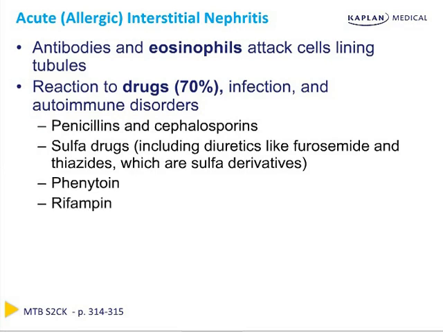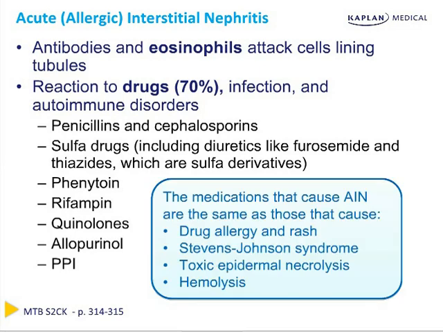phenytoin, rifampin, quinolones, allopurinol, and proton pump inhibitors. Remember that the medications that cause acute interstitial nephritis are the same that cause other drug reactions, like drug allergy with rash, Stevens-Johnson syndrome, toxic epidermal necrolysis, and hemolysis.